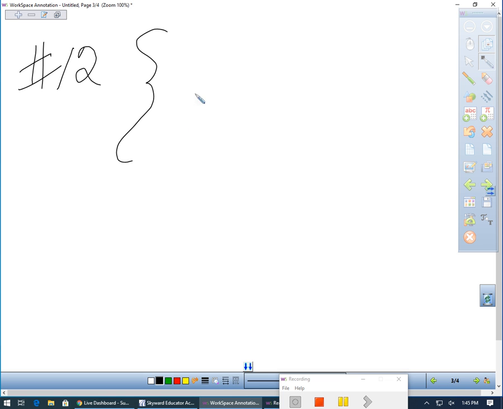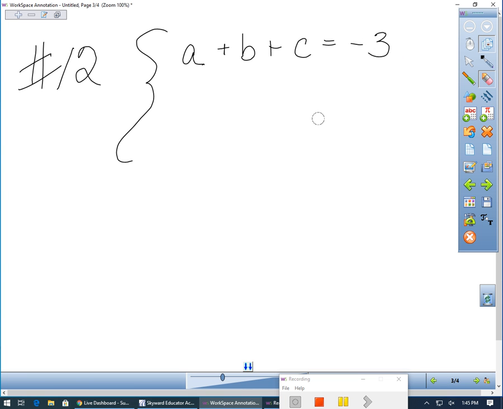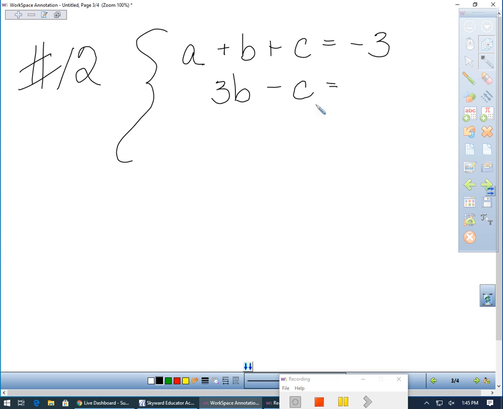Okay? So in number 12, it says we have a plus b plus c equals negative 3. Second equation. The second equation is 3b minus c equals 4. And the third equation is 2a minus b minus 2c equals negative 5.